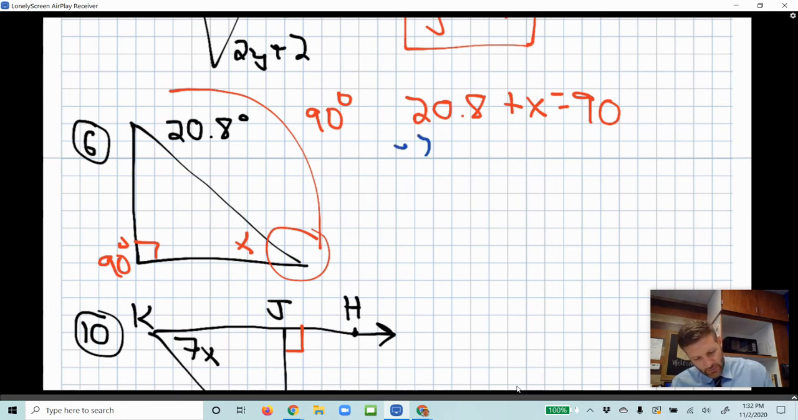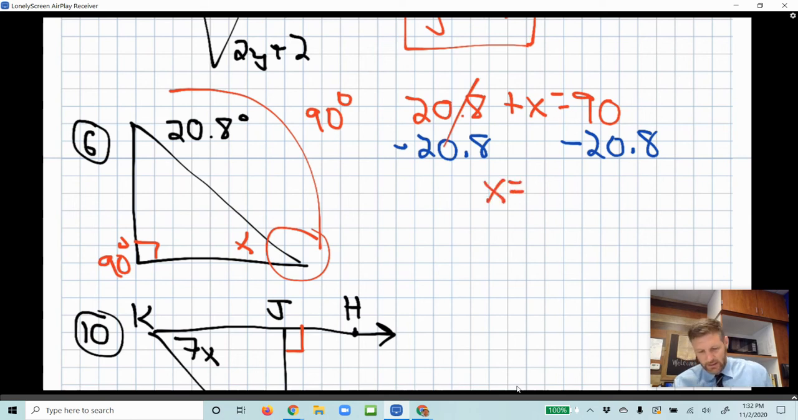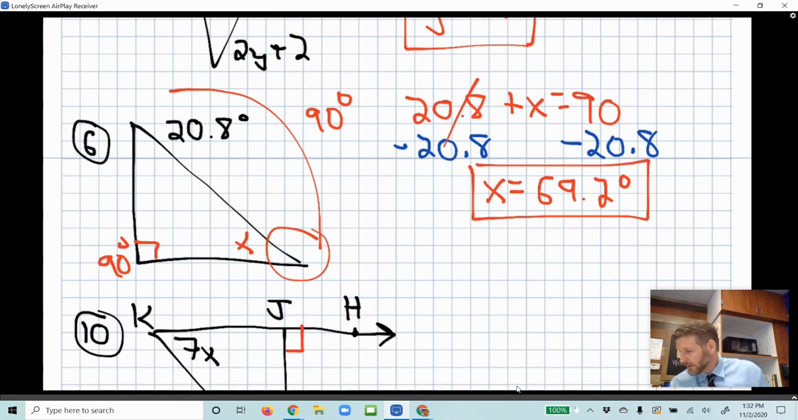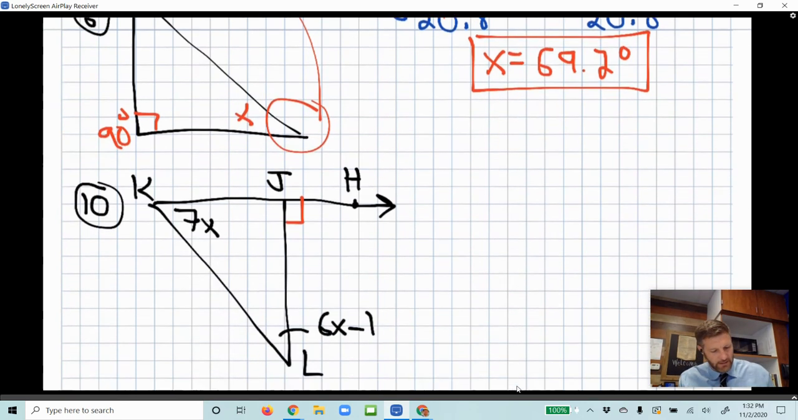I would subtract 20.8 from both sides. And that just means x is equal to, let's see, what is that? That would be 69.2 degrees. It's an angle measurement, so let's not leave it naked. 69.2 degrees. Okay? So because they're complementary. So again, these two acute angles should always add up to 90.